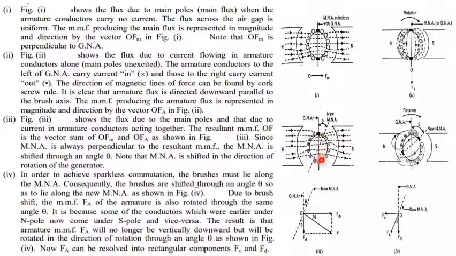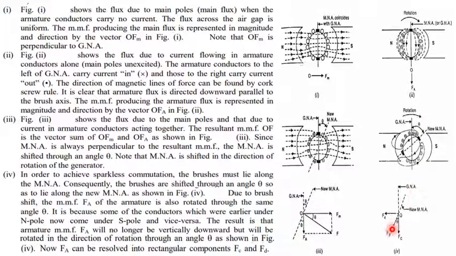Now the armature is in a position like this. The brush position is here, which aligns with the GNA. Now the armature will be in this position. That means the brush position will be aligned to the MNA. Again there will be some displacement of angle theta. Now that is represented here.